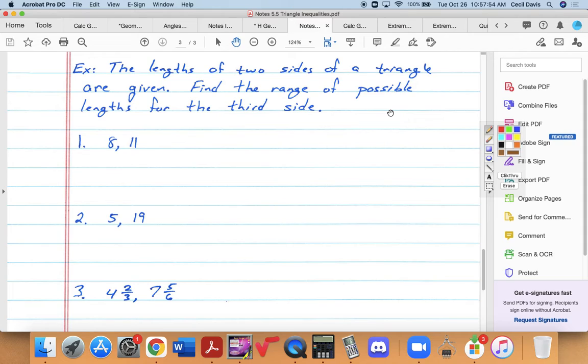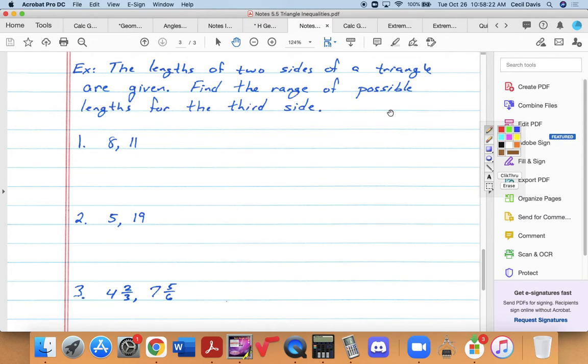Let's take this a step further. The questions that we just did, we did those in 7th grade. Now we're going to take it up a step. So it says the lengths of two sides of a triangle are given. Find the range of possible lengths for the third side. Okay? So one side is 8, the other side is 11.